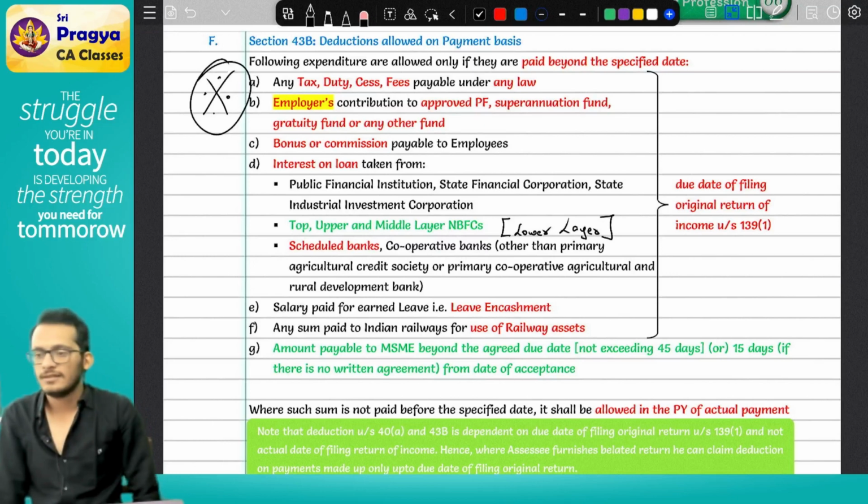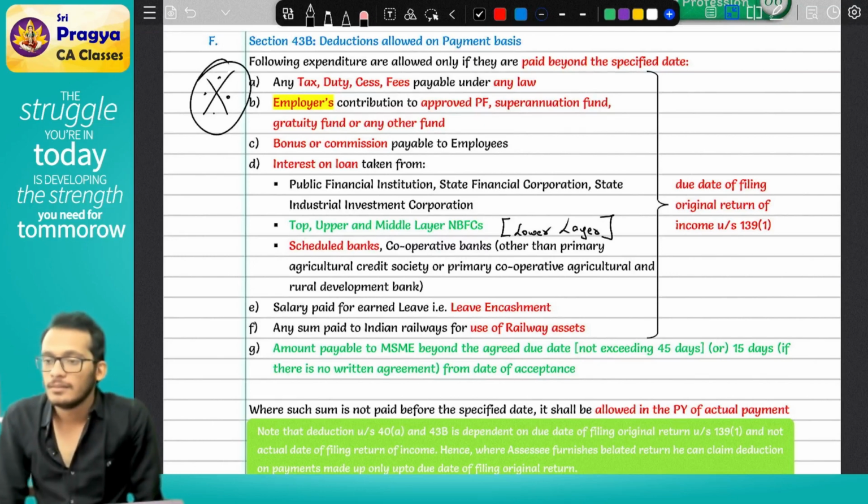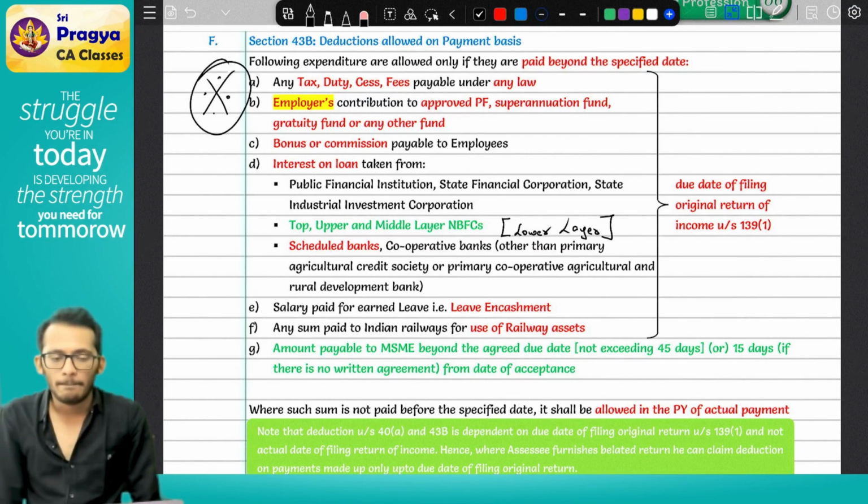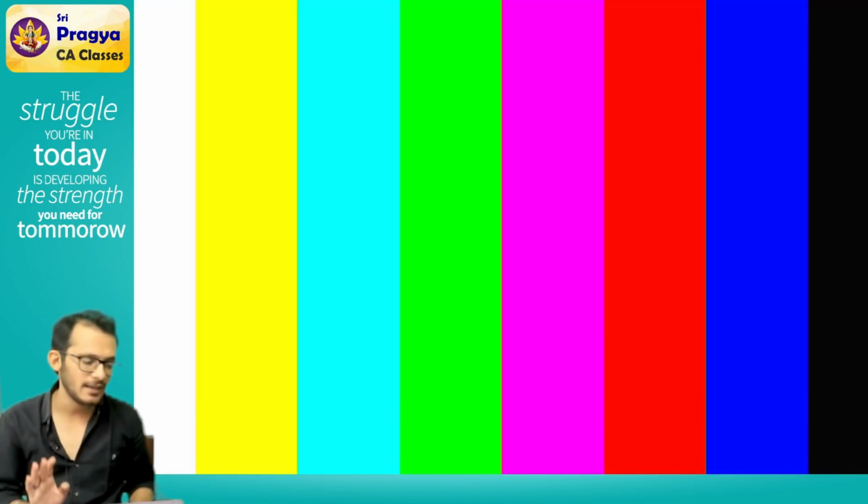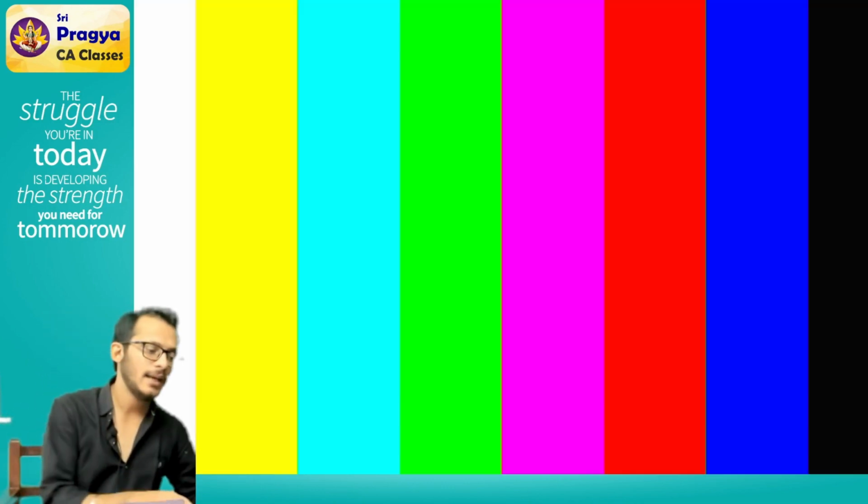Yes, it is called top, upper, and middle layer NBFCs. Any kind of interest payments made to banks. Now the bank can be a scheduled bank, it can be an NBFC bank, it can be any kind of bank, it doesn't matter. Any kind of payments made to a bank.